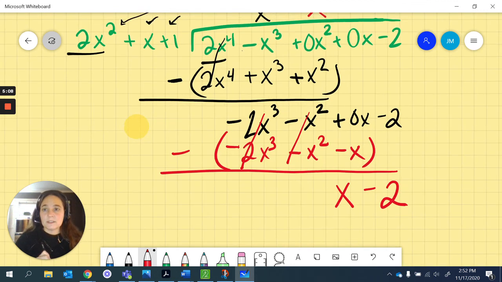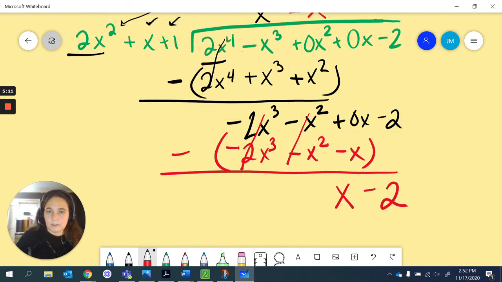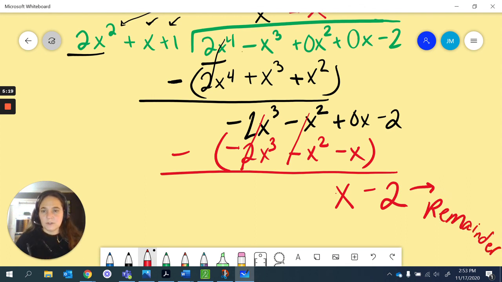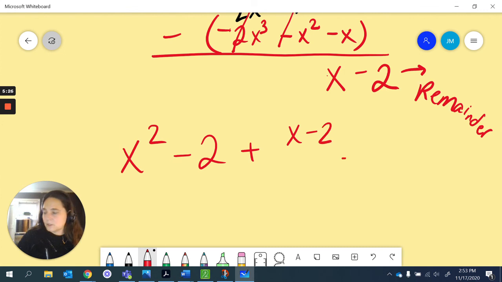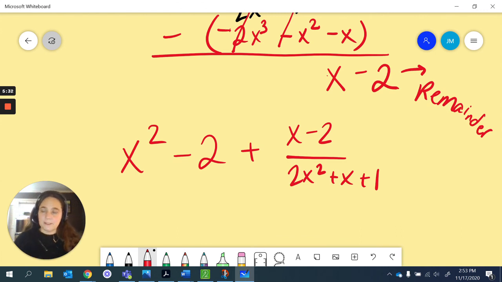Now there's nothing that I could multiply 2x squared by to get an x, so this is your remainder. Our final answer is going to be x squared minus x plus we write our remainder all over your entire divisor. And you will not always have a remainder. Sometimes there is no remainder.